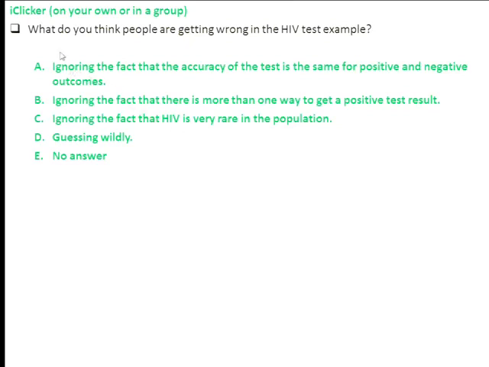What do you think people are getting wrong in the HIV test example? Are they ignoring the fact that the accuracy of the test is the same for positive and negative outcomes? So the accuracy is 0.99 if you're negative, 0.99 if you're positive. Are they ignoring the fact that there's more than one way to get a positive test result?